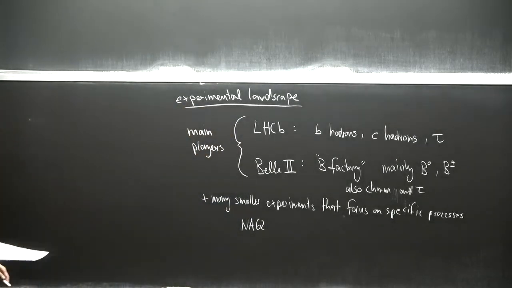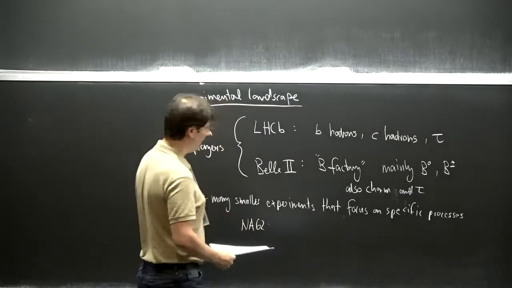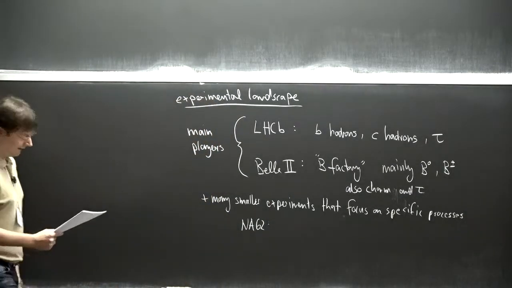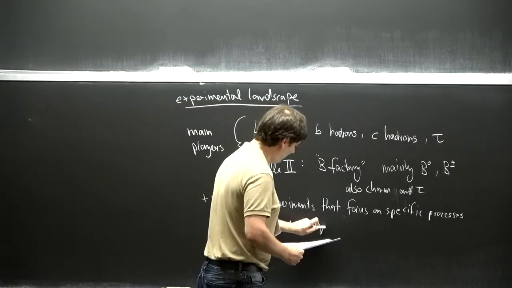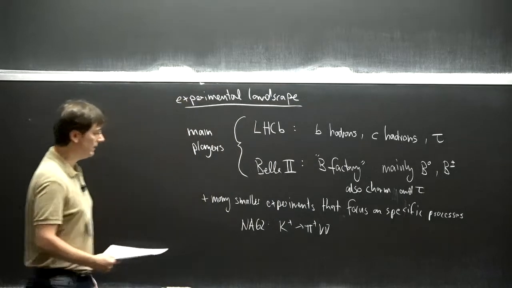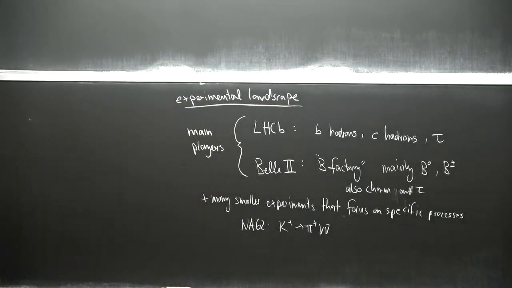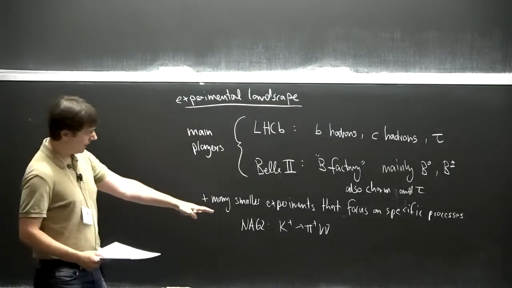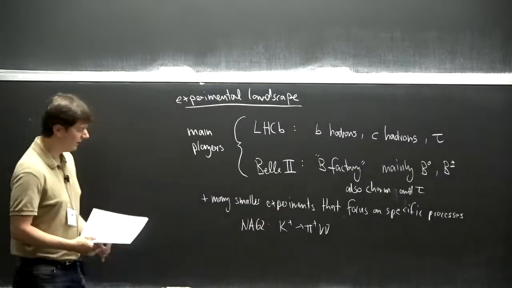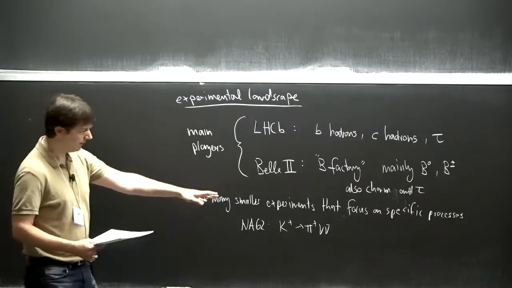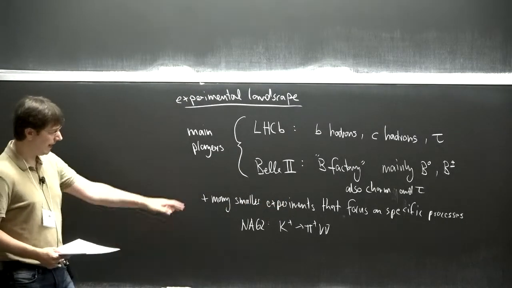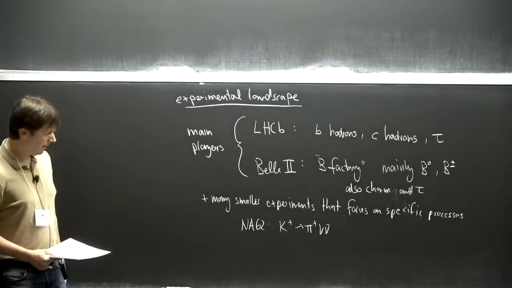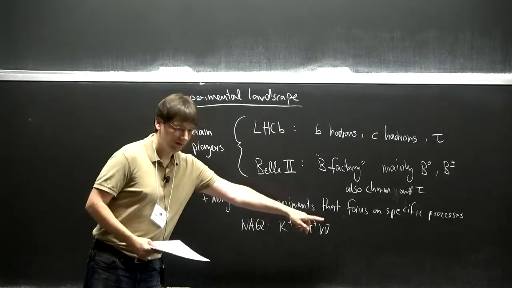One experiment is NA62. That is at CERN. That looks at a very rare kaon decay. It is looking for K+ to pi+ neutrino antineutrino. It's a very rare decay, with a branching ratio at the level of 10^-10 or 10^-11, so it's extremely unlikely that a kaon decays in that way. And it's also very difficult to detect because of these two neutrinos.